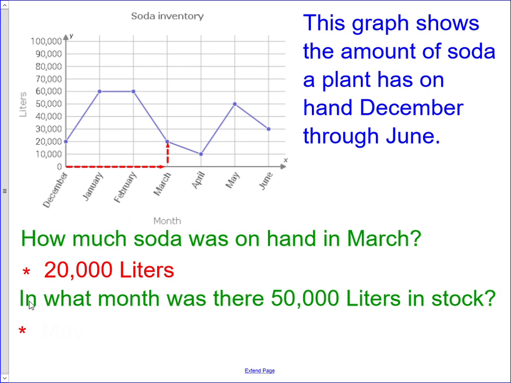The next question says, in what month was there 50,000 liters in stock? Well, this time we want to go up the dependent axis to 50,000, and then we're going to go across until our graph is on that 50,000 mark. When we do, we see that mark is on the month of May when we travel down there. So it would be the month of May.